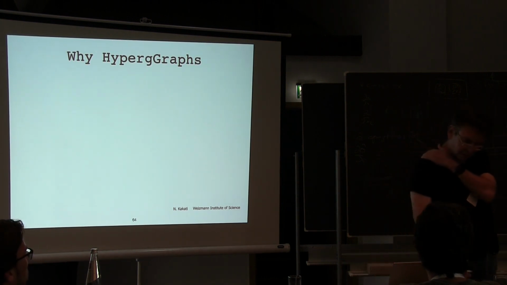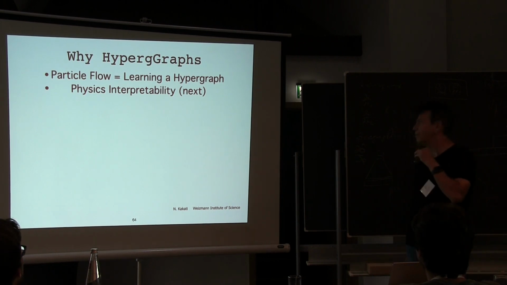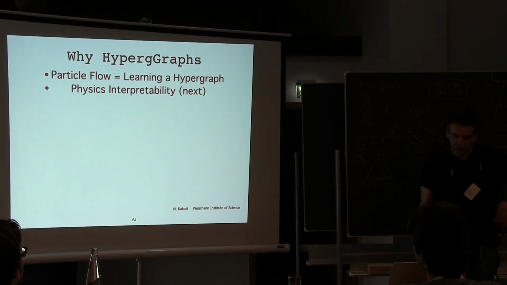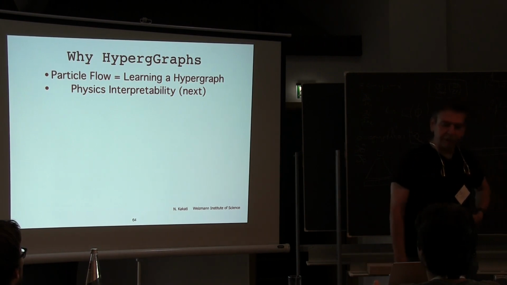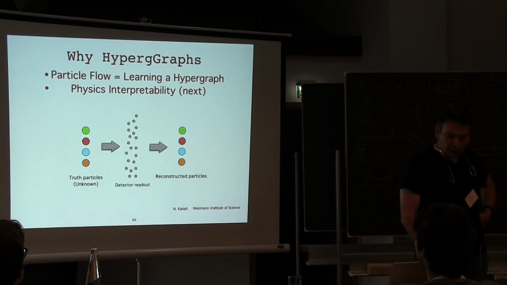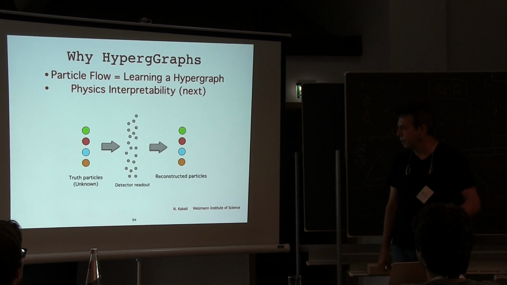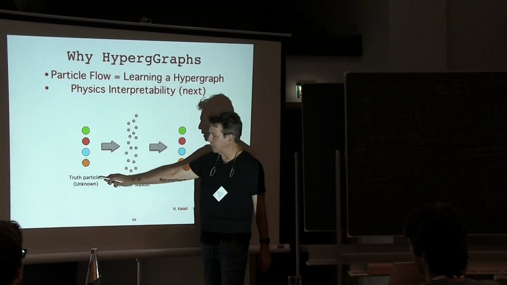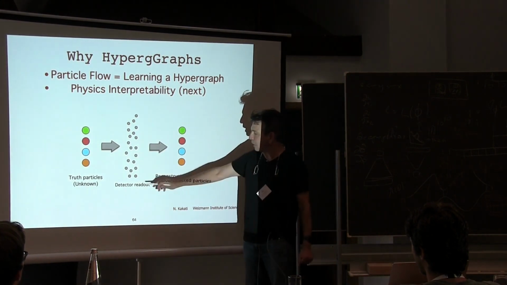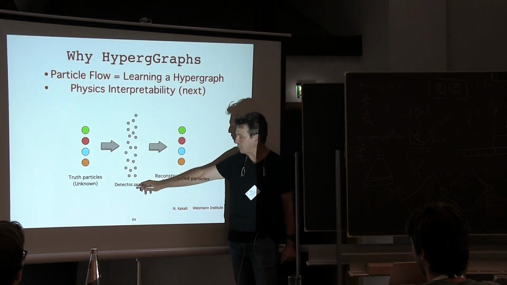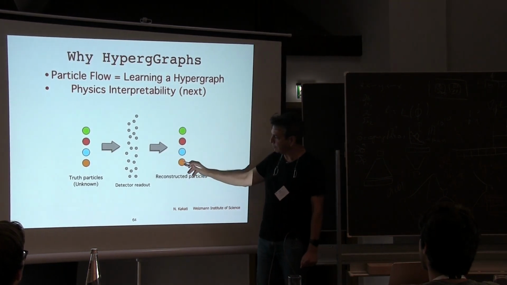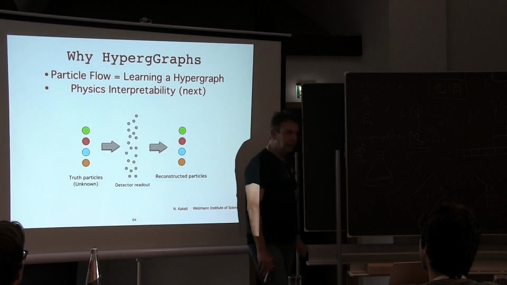Okay, why do we use a hypergraph? We think that particle flow is a natural problem of hypergraph. We will show that when you use hypergraph, you have physics interpretability. I will show you now a little bit. I have the truth particle here that I don't know. I know them only when I train. I have the detector readout, the topoclusters and the tracks. And I have the reconstructed particles, which I want to predict by them the truth particle. This is clear, right?